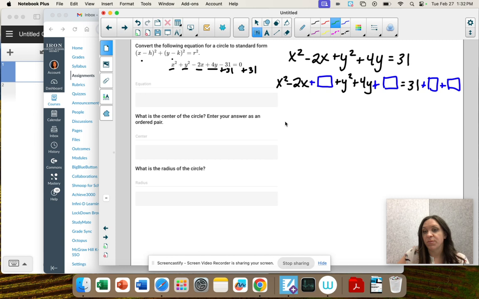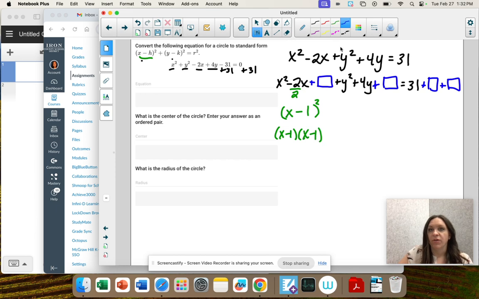So we start off by rewriting in this form, x minus h squared. We divide the term by x by 2, and that's the number that goes in our square. So negative 2 divided by 2 is negative 1. And what that means is that it's x minus 1 times x minus 1. So if we multiply that out, we get x times x, which is x squared, negative x. Negative 1 times x is another negative x. And then negative 1 times negative 1 is positive 1.